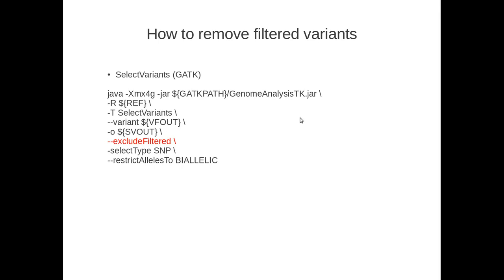So sometimes, though, you do want to actually physically remove the filtered variants from your data set. I do this at the final stages of analysis where I only want to be working with my SNPs that pass all filters. And in that case, I do go ahead and remove the SNPs that did not pass filter using this option here, exclude filtered, in the select variants program.